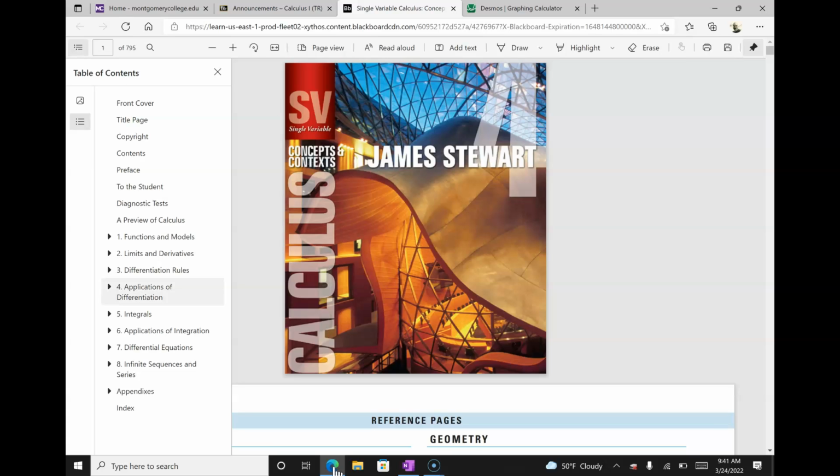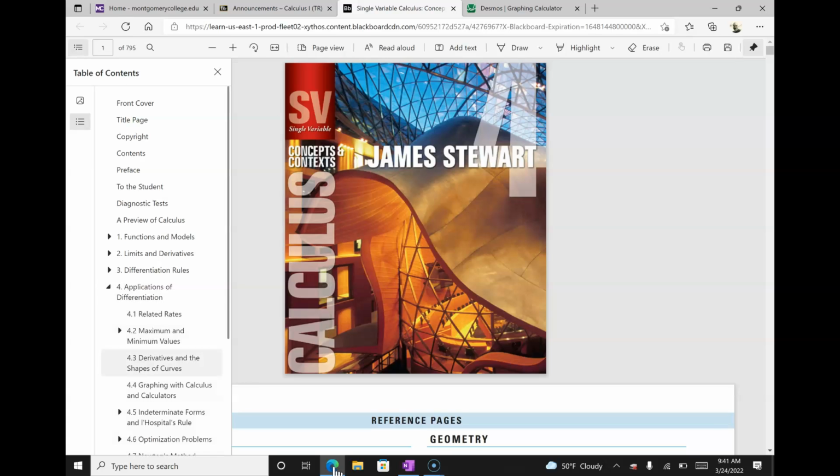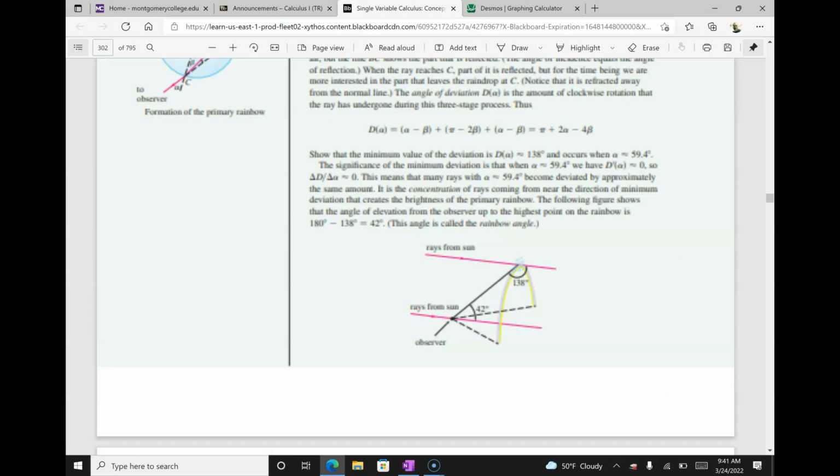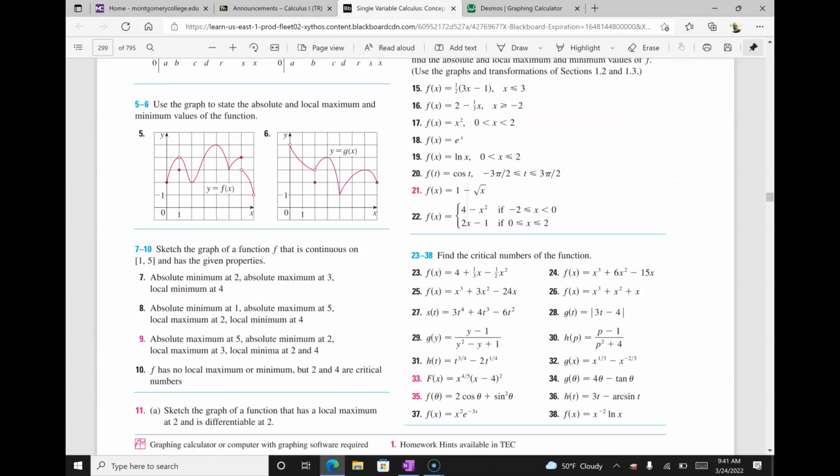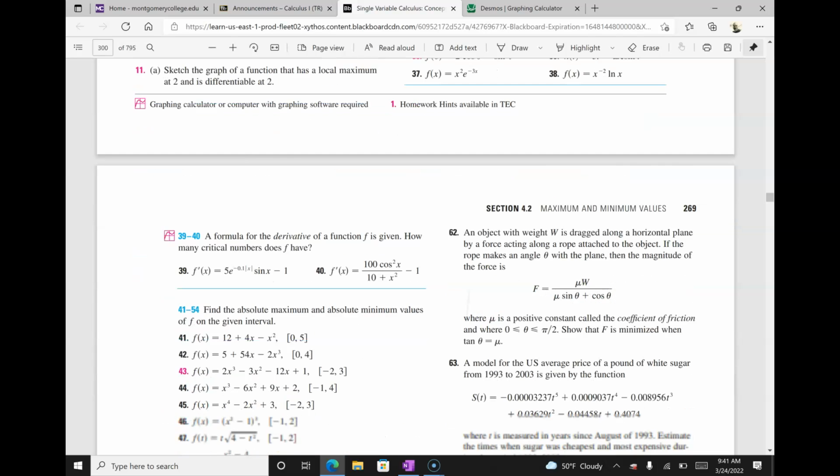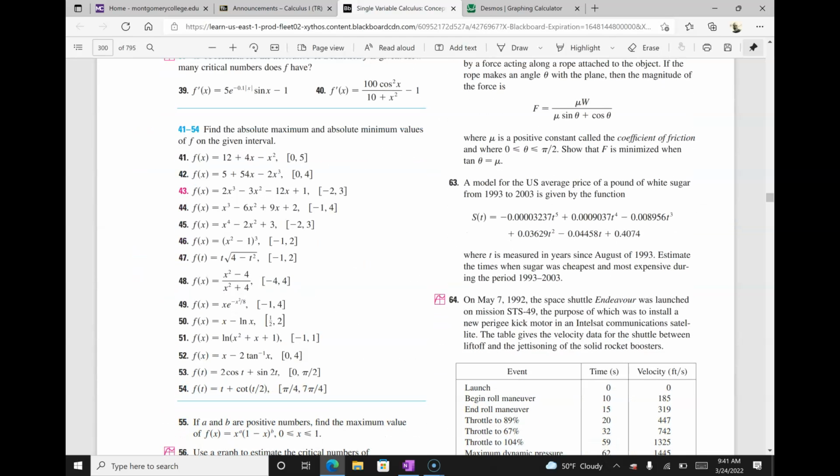4.2. So for the 4.2 homework, I would like you to do all of 41 to 54. But for your homework, I'd probably like 47, 49, 51. I'm thinking that's going to be your first 3 homework assignments. But make sure you do the trig one too.